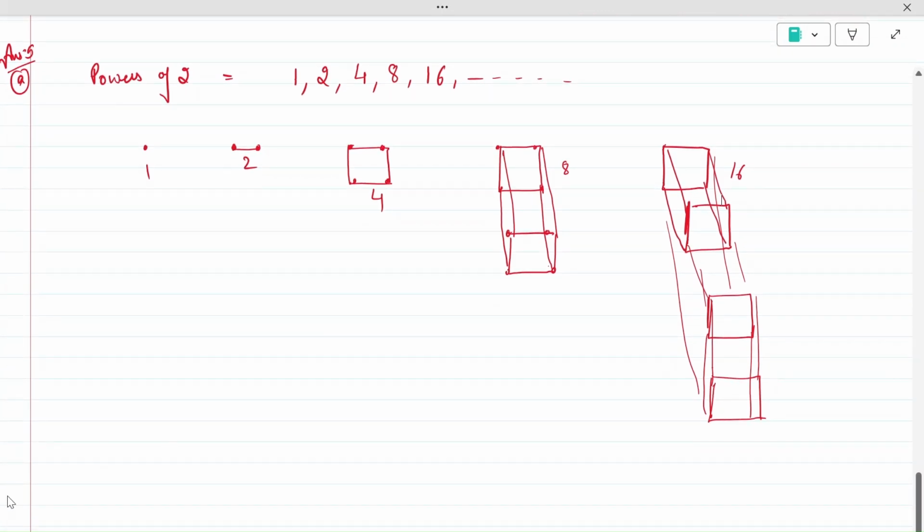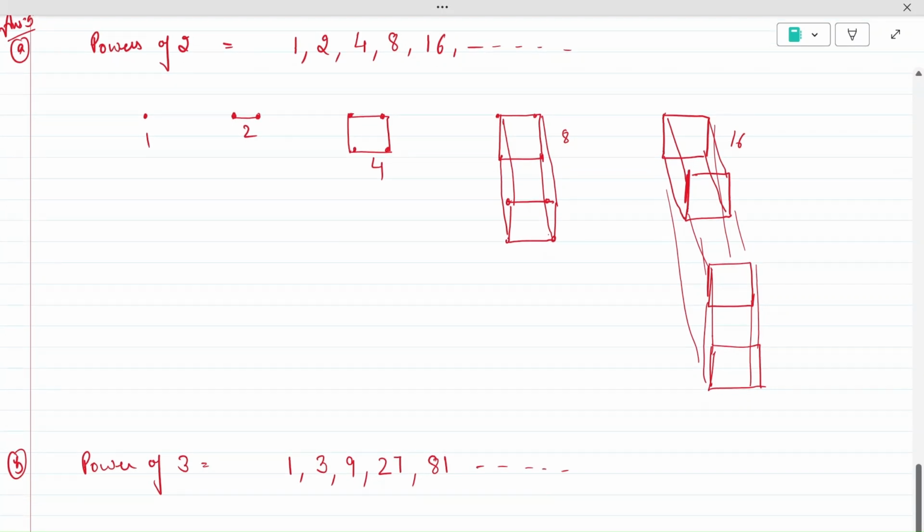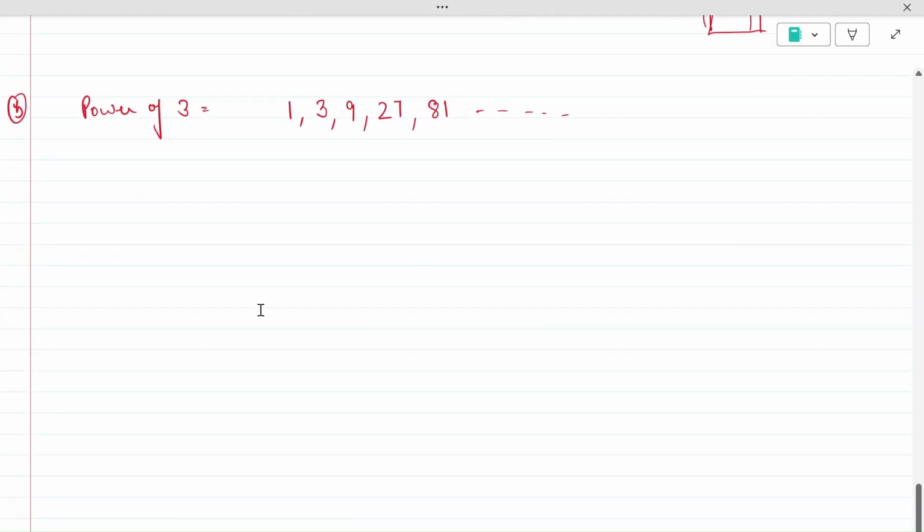Okay, next one is power of 3. So the series is 3 raised to the power 0 is 1, then 3, then 9, which is 3 raised to the power 2, 3 raised to the power 3 is 27. Then 3 raised to the power 4 is 81, and so on. Now if we have to represent it, we can do it something like this.